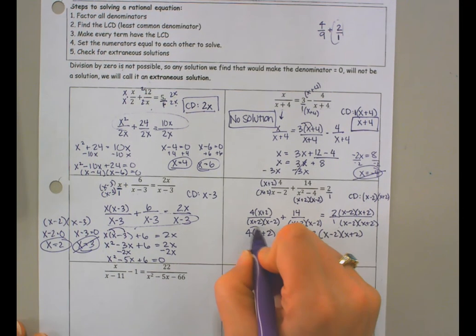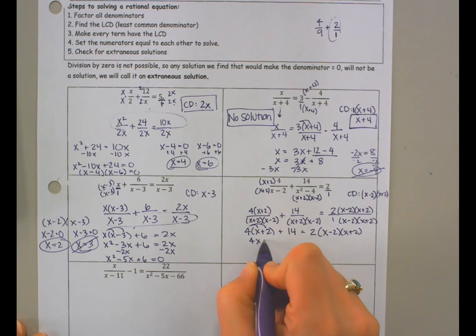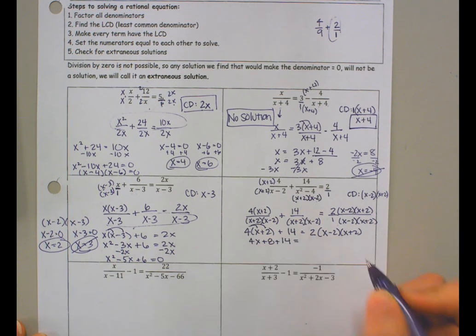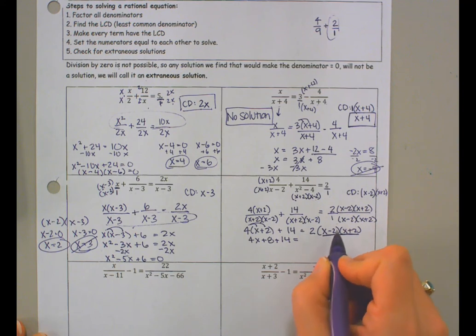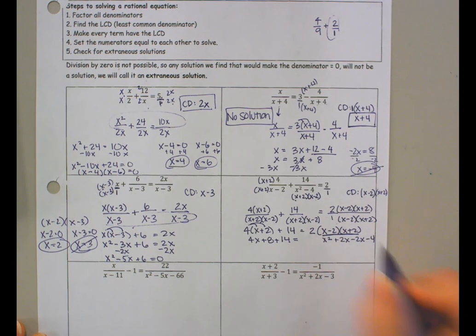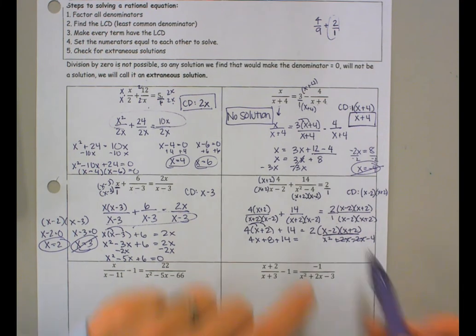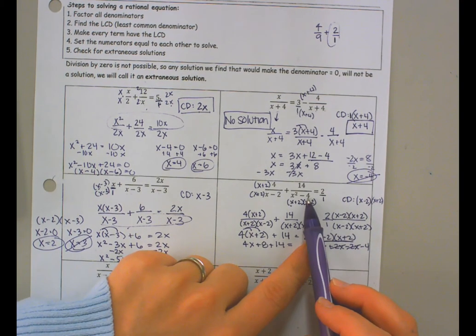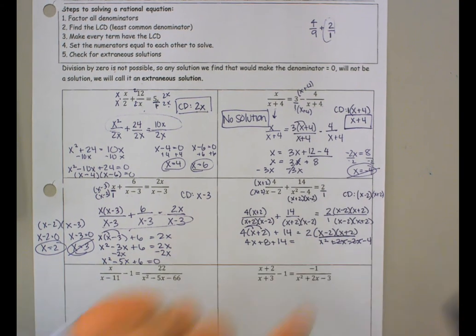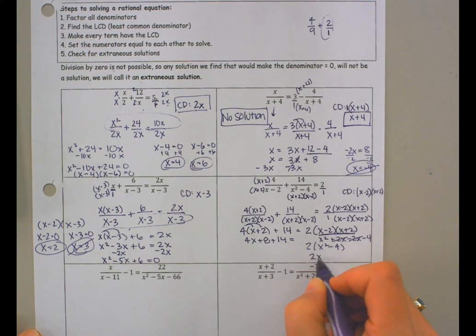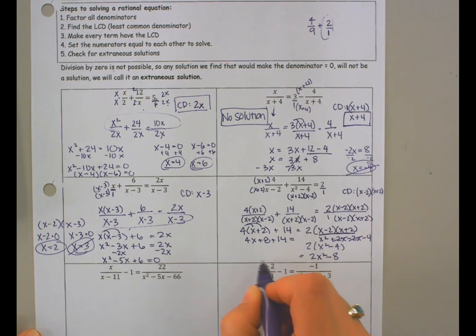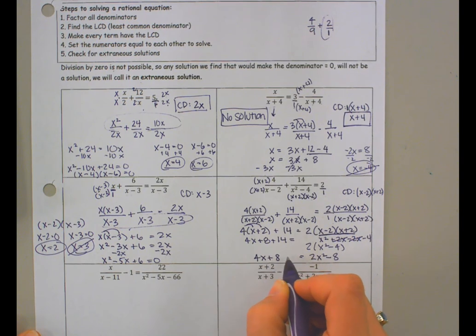So if I multiply this, I get 4x plus 8 plus 14, and then I'm going to FOIL this out first before I multiply in the 2. So I would have x squared plus 2x minus 2x minus 4, which we knew would make x squared minus 4 because that's what we factored it out to be. So then I have 2 times x squared minus 4, which would give me 2x squared minus 8 equals 4x plus 8 plus 14.